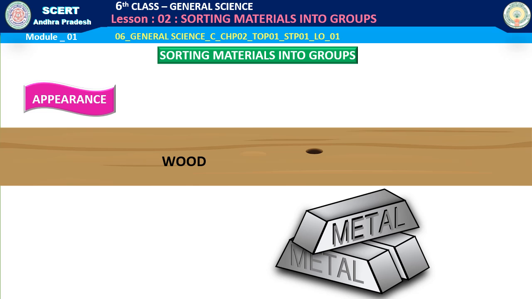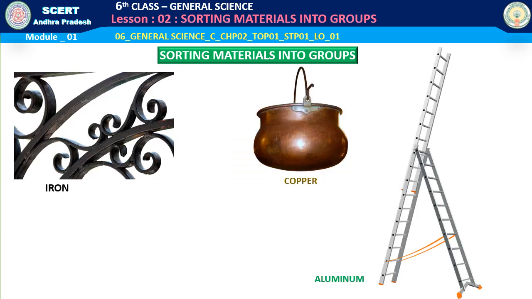Appearance means the way that someone or something looks. Materials usually look different from each other. Wood looks very different from iron. Let us observe metals. Iron appears different from copper or aluminium. All these are metals. At the same time, there may be some similarities between iron, copper and aluminium. First, let us learn about metal.